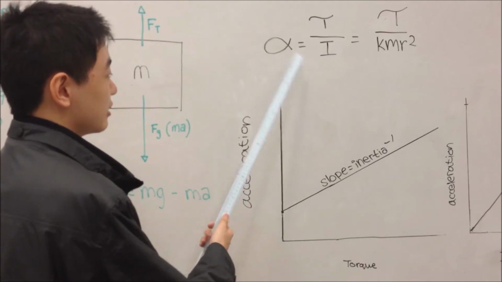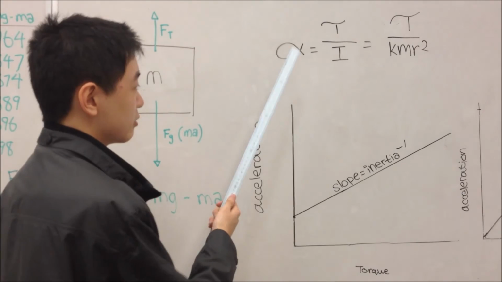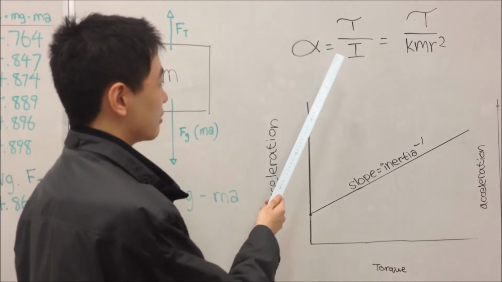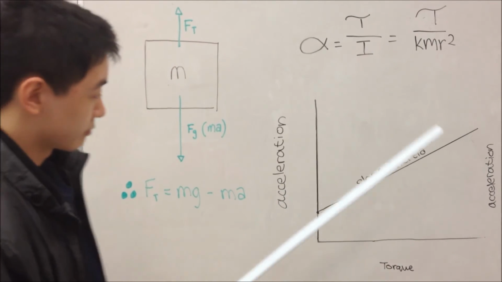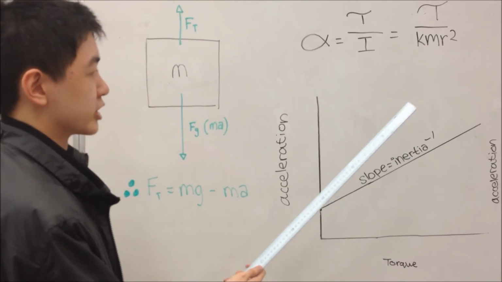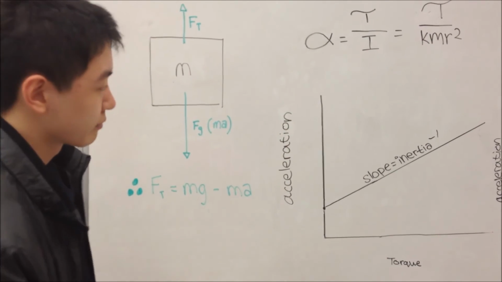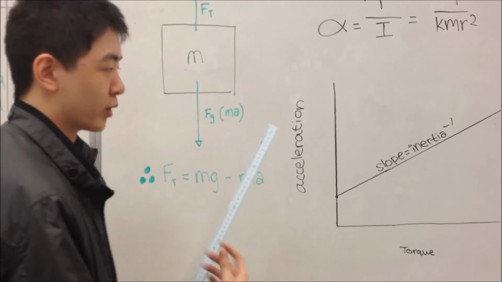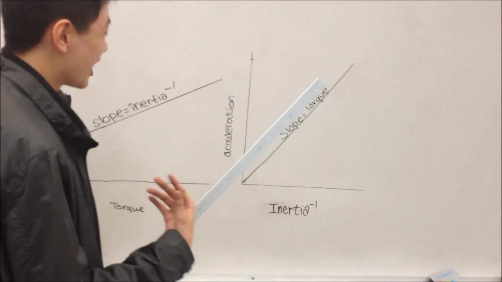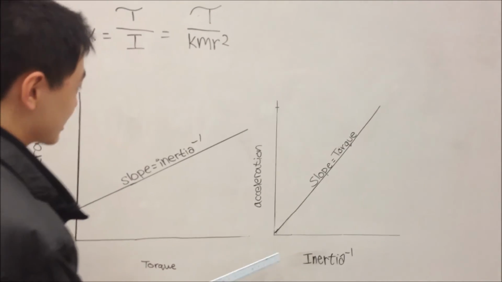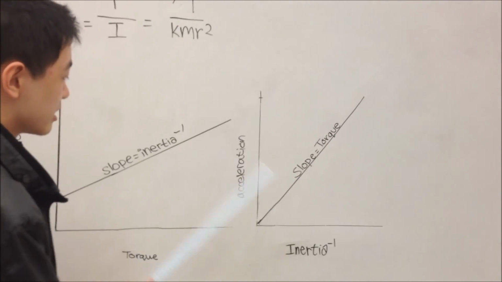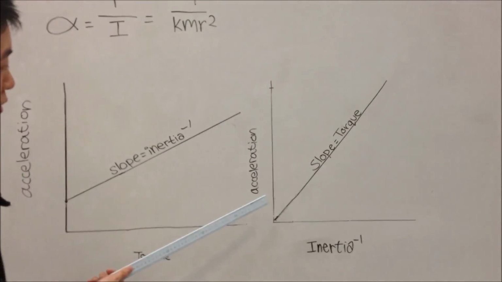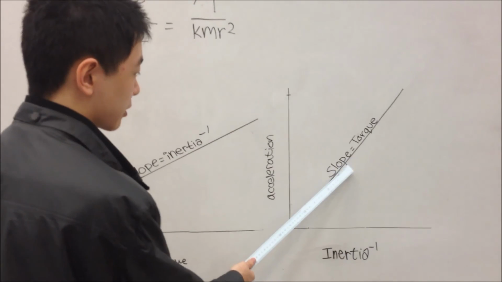Now from the equation we can derive it from, we will find that inertia will equal torque divided by acceleration, or inertia inverse would equal acceleration divided by torque. So this is the graph which would have been used if we had done ours the other way. But we did our lab a different way, so we did it like this, with acceleration on the y-axis and inertia inverse on the x instead. And this will give us torque on the slope. So we found torque like this.